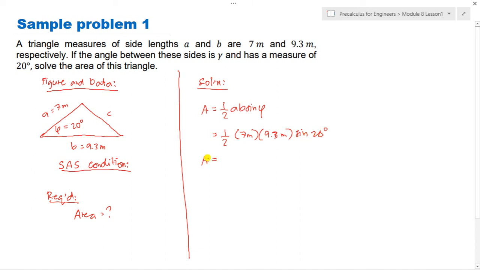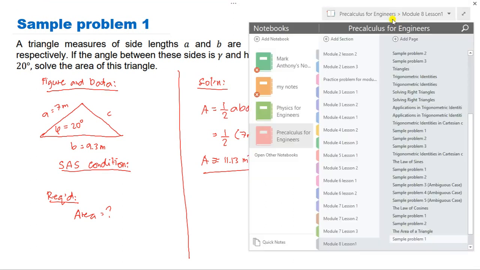So simplify, that is 1/2 times 7 times 9.3 multiplied by sine 20. The answer is 11.13. So approximately 11.13 square meters. So that is the area of our oblique triangle. So that is basically the class.